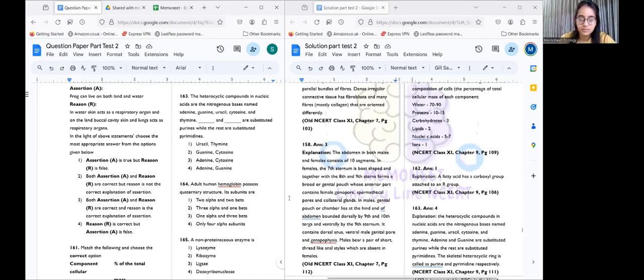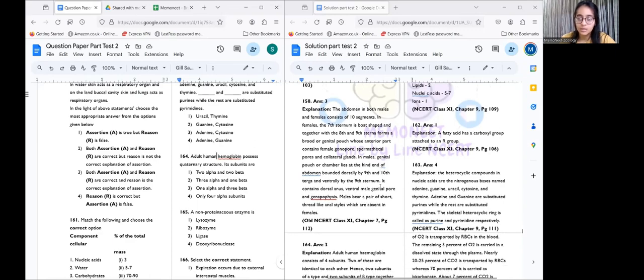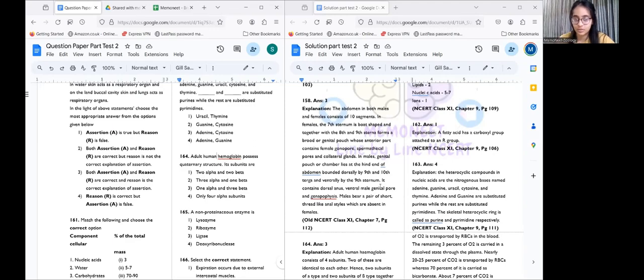So the answer is the 4th option. Then moving on to 164, adult hemoglobin possesses quaternary structure. Its subunits are, okay. Quaternary meaning quarter. We know that 1 quarter means 4 parts. So quaternary is a 4-parted structure, right?